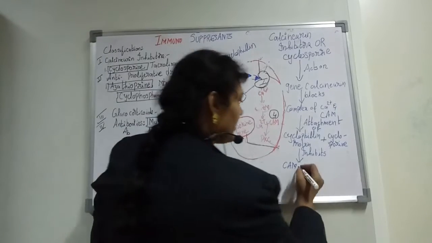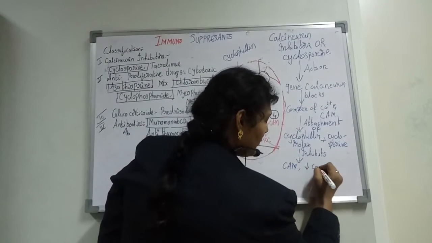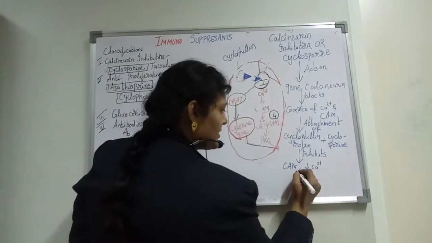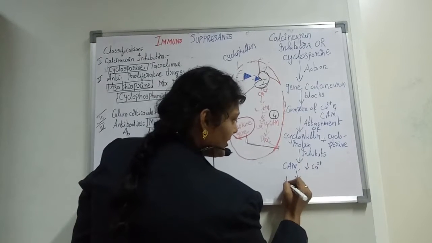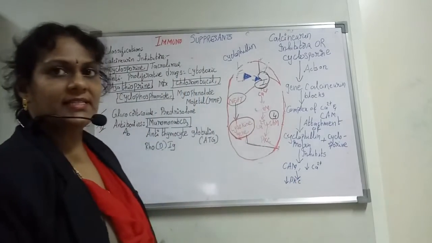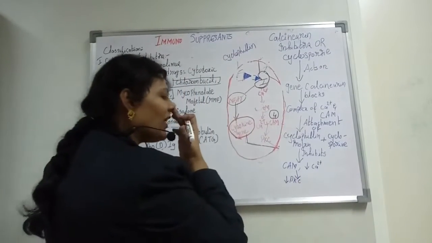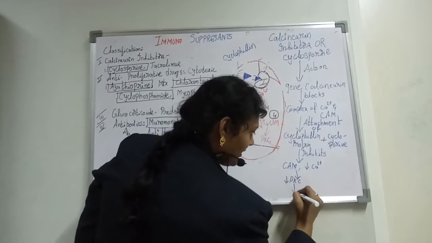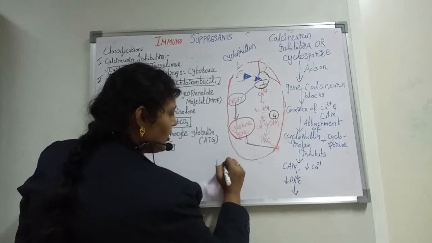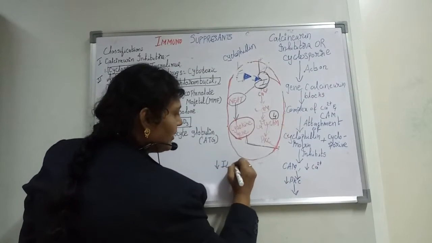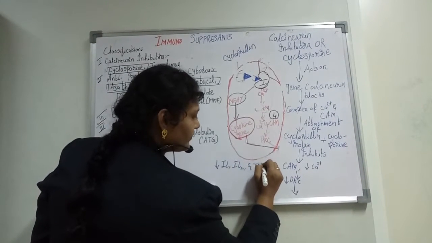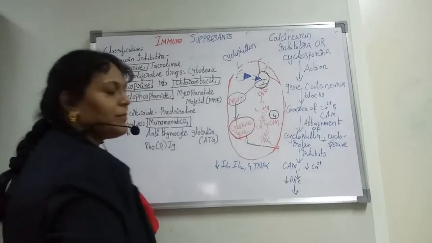And also it is inhibiting your Ca2+, nothing but the ions of calcium. And once it is inhibiting, you can understand that it is inhibiting PKC. We know that PKC is nothing but protein kinase C. And once this protein kinase C is inhibited, it is inhibiting your inflammatory factors called IL-1, IL-2 and TNF alpha. So these are the inflammatory factors.